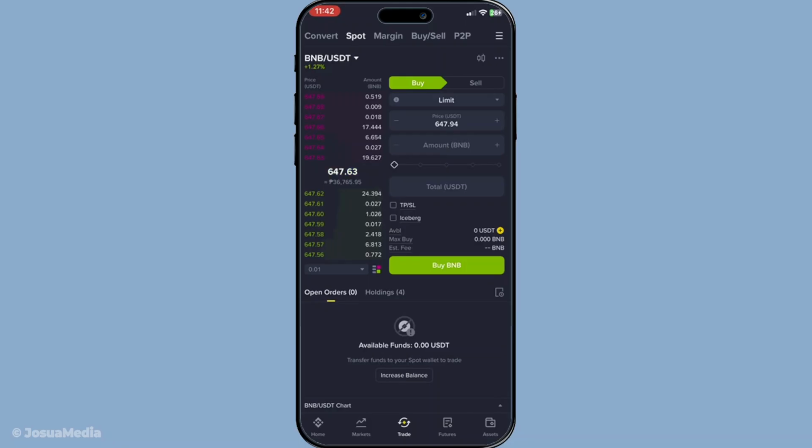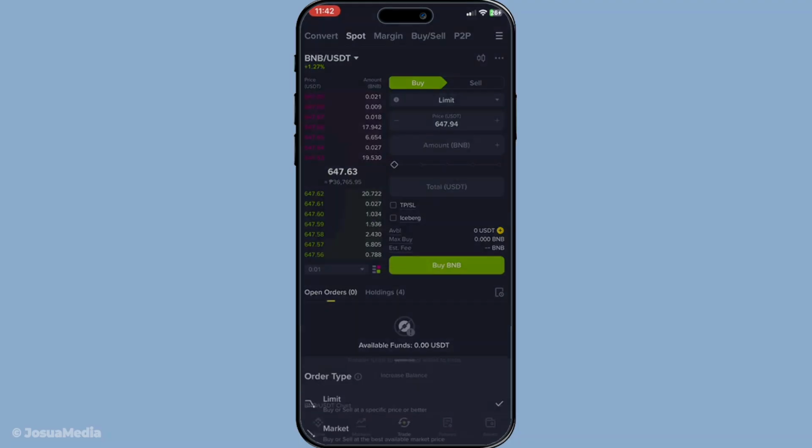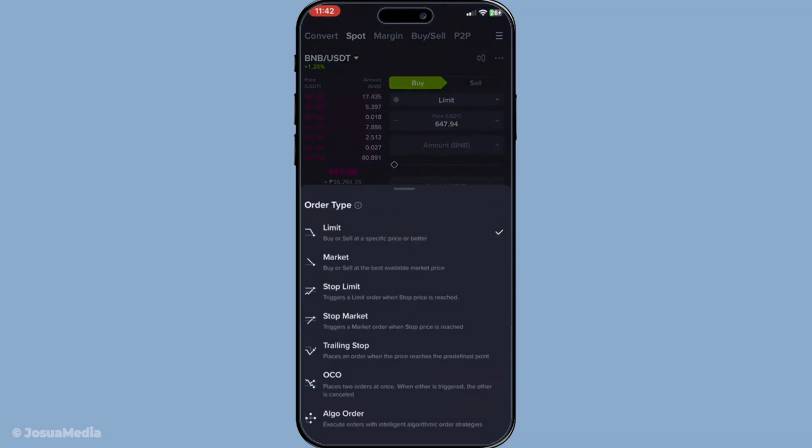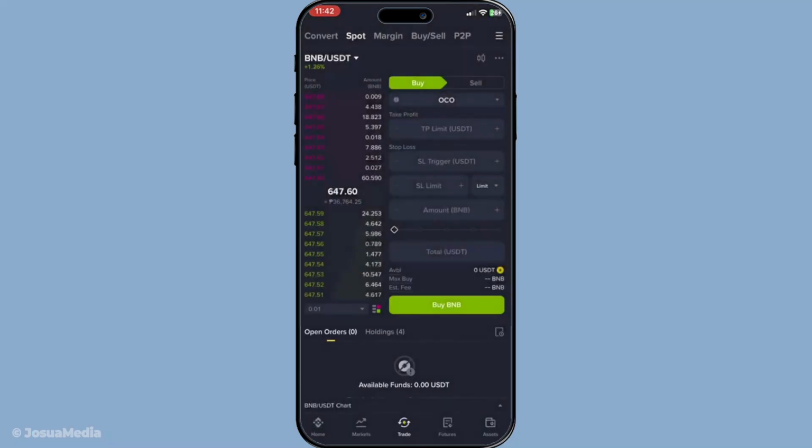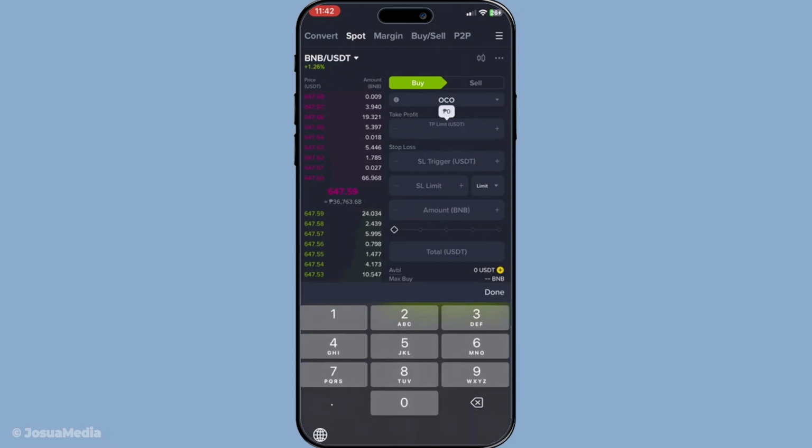Next, let's move on to the OCO order, which stands for one cancels the other. This type of order is a powerful tool as it allows you to place two orders at once. It's useful if you want to set both a take profit and a stop loss on a trade simultaneously without having to constantly monitor the market. To set an OCO order, select it from the order type menu. This unique feature offers extra security and flexibility, especially in volatile markets.